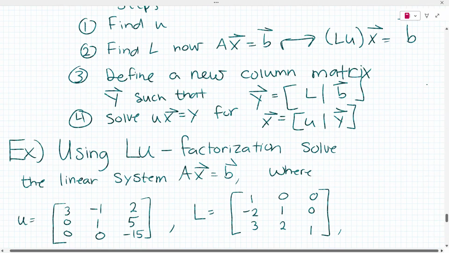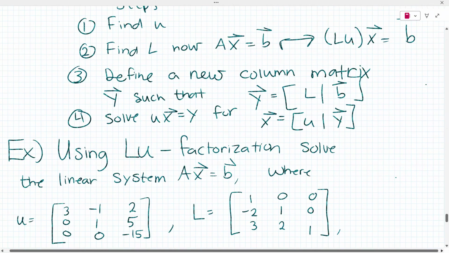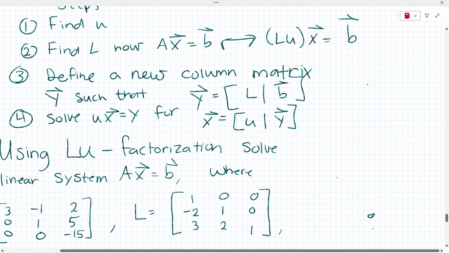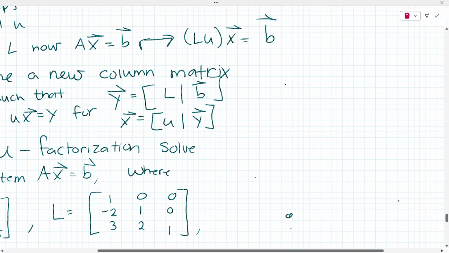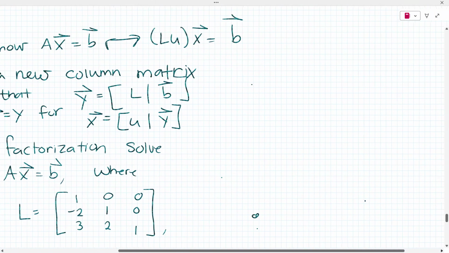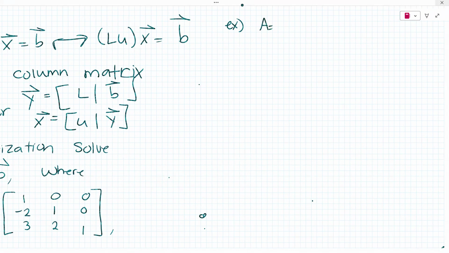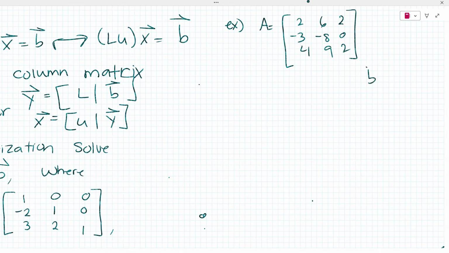That's another example. Let's move this to the right. Okay, so this other example, I'm going to move it on to the right. Let's say we had vector A was 2, -3, 4, 6, -8, 9, 2, 0, 2. And we had vector B, which is 2, 2, 3.